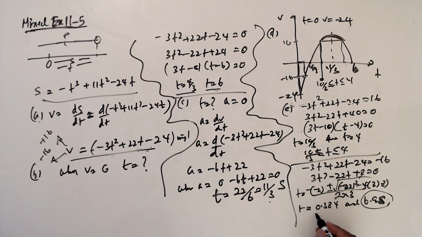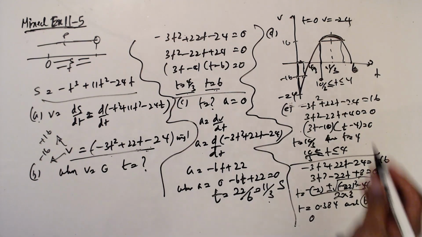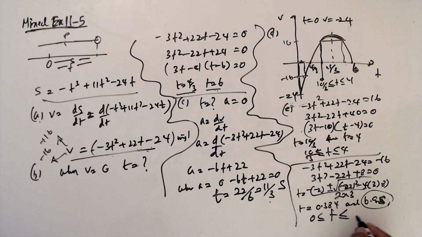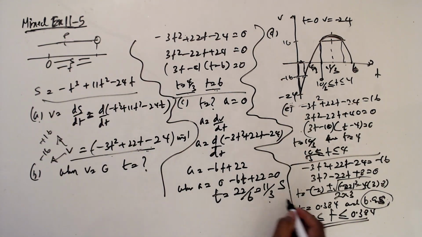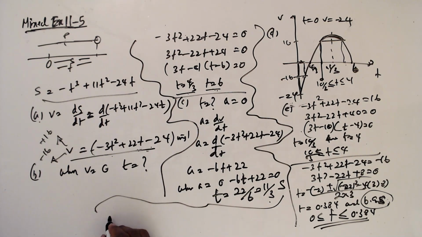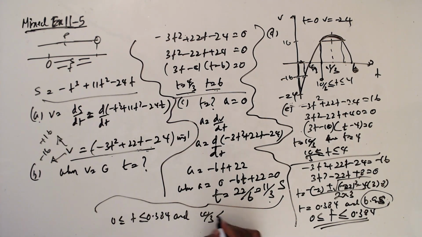Then from 0, this is the interval 0 less than t less than 0.384. So in this interval, it is greater than. So the two intervals are 0 less than t less than 0.384 and 10 divided by 3 less than t less than 4.